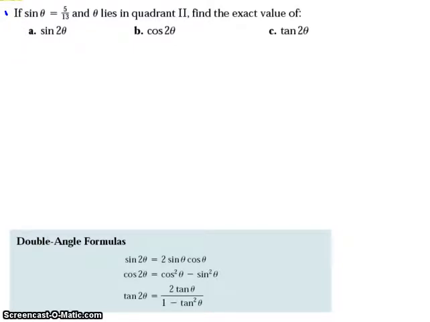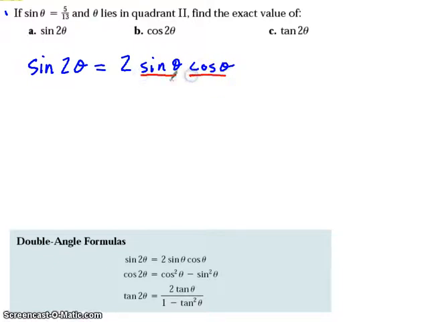So it says, if the sine of theta is equal to 5 over 13 and theta lies in quadrant 2, find the exact value of the sine of 2 times theta. So, first thing I'm going to write down is what the sine of 2 times theta is equal to. That is the double angle identity, which is equal to 2 times the sine of theta times the cosine of theta. And so basically what we want to do here is substitute into this spot and into this spot so we can figure out what this whole thing is equal to.